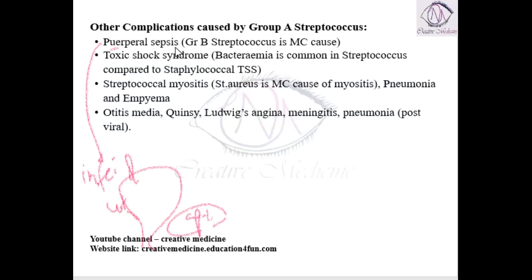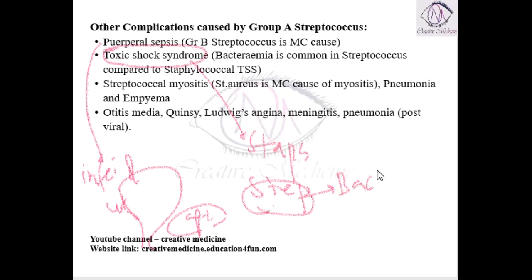Streptococcus can also cause toxic shock syndrome. Toxic shock syndrome can be caused by two organisms, Staphylococcus and Streptococcus. Among these, bacteremia with Streptococcus is more common when compared to Staphylococcus in toxic shock syndrome.